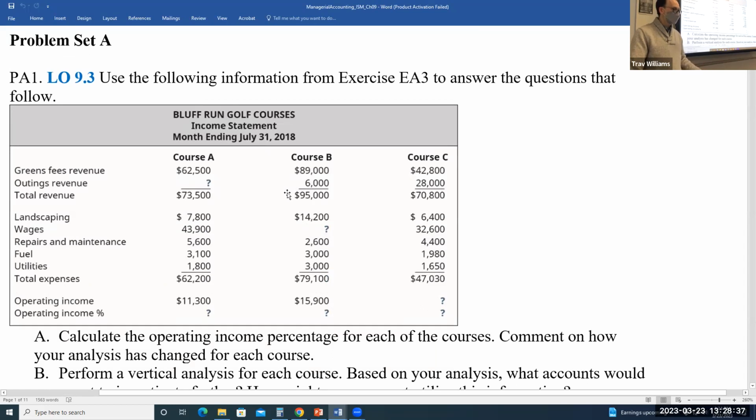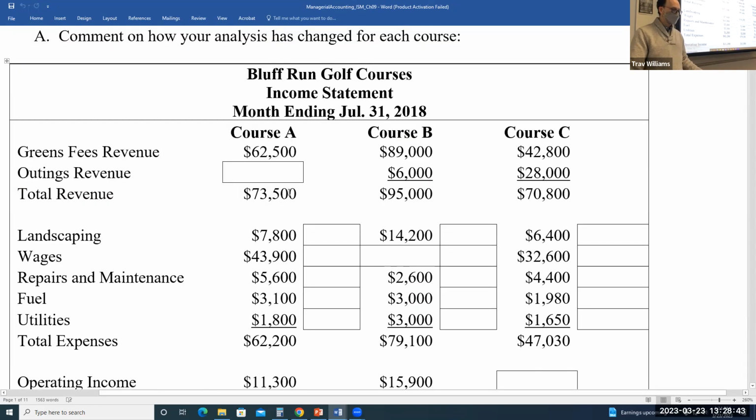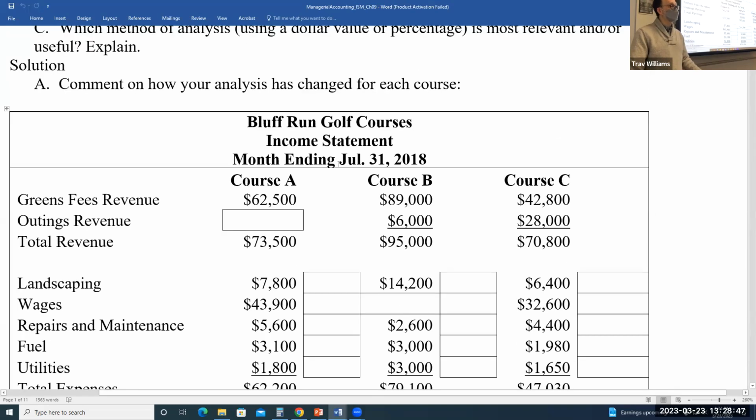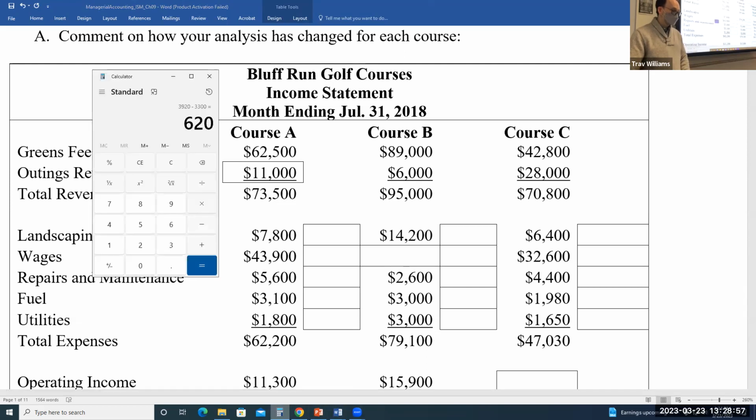Okay, remember the 3 golf courses we saw in the exercise set? Well, they're back. And we're going to do, in this case, a vertical analysis. We didn't do that last time. We did fill in these missing numbers. This was 11,000. Over here, we took total expenses minus the other expenses.